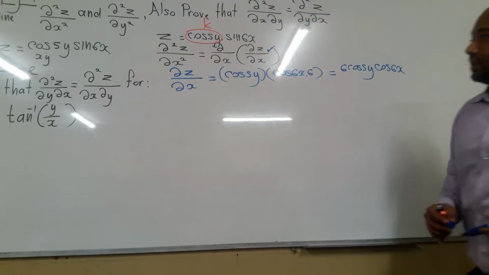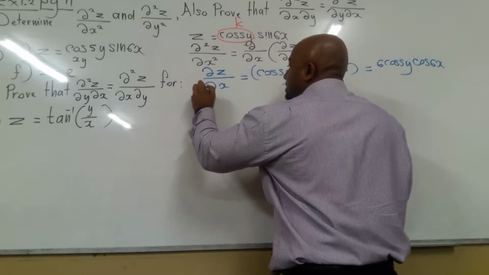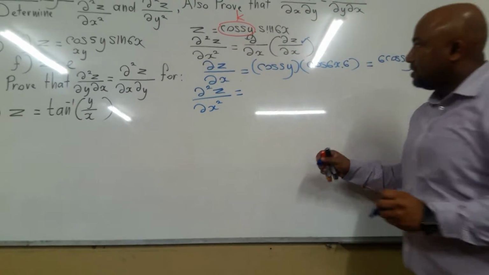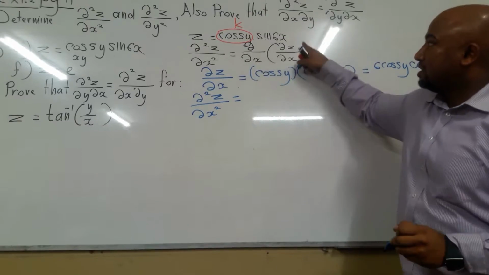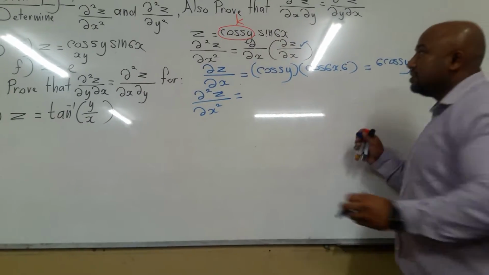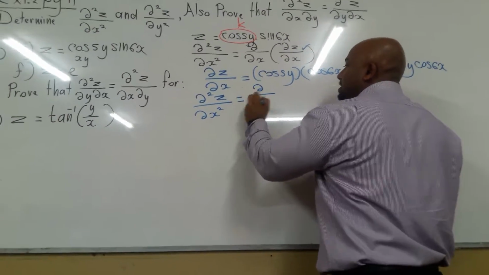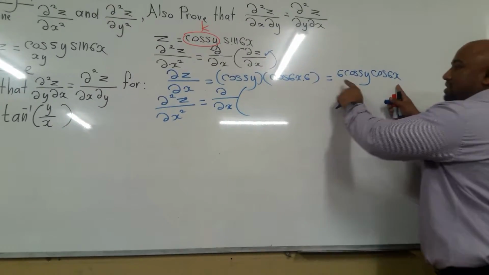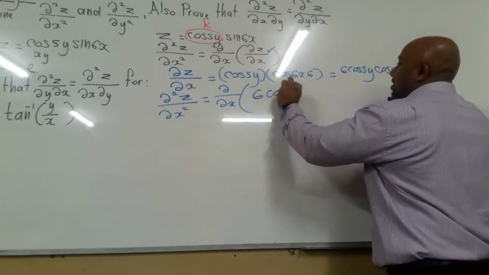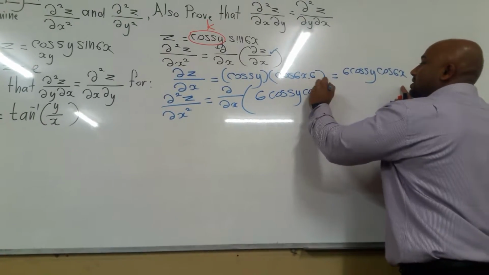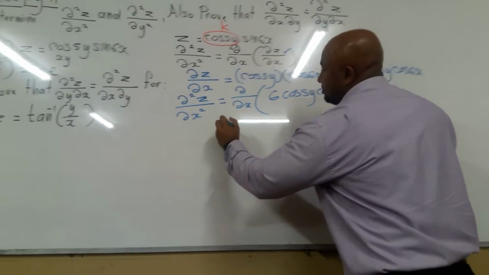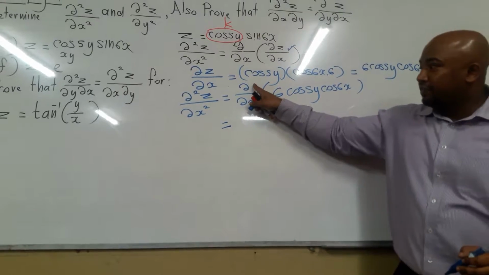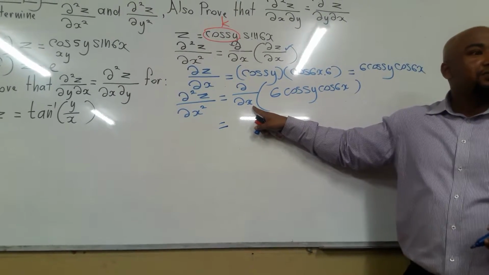Can you see that? Now, d squared z over dx squared. So that means d over dx of what I just found now. So that will mean d over dx of dz dx. What was dz dx? It was 6 cos of 5y times cos of 6x. So it's clear, this is what we have, and we need to differentiate it with respect to x.